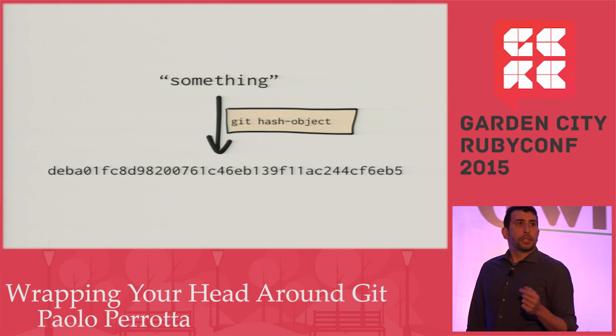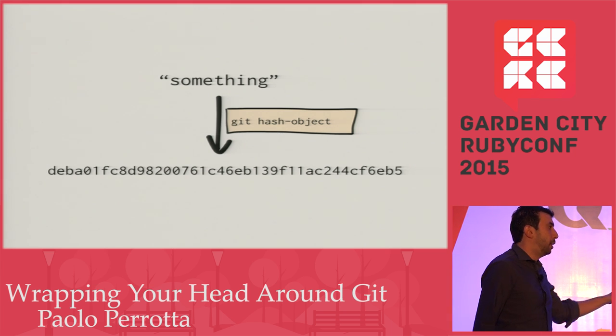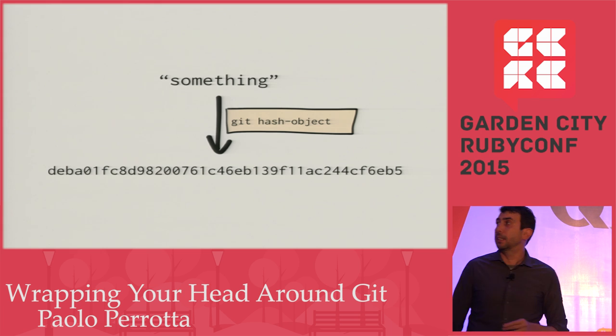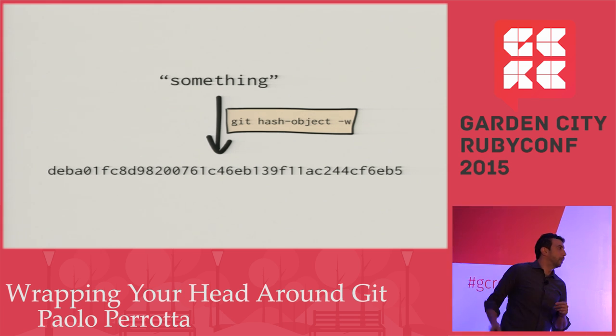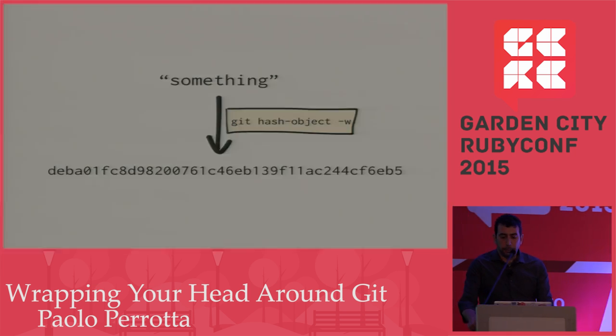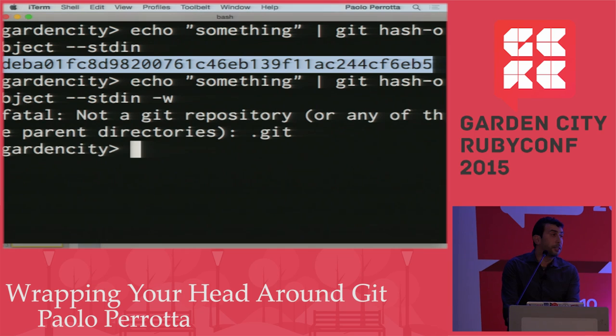So that's the hash map part. I said the persistent hash map. This one is not persistent yet. To make it persistent, you can actually do it with the minus W switch in hash object. And let me do that. Minus W, this is going to break.